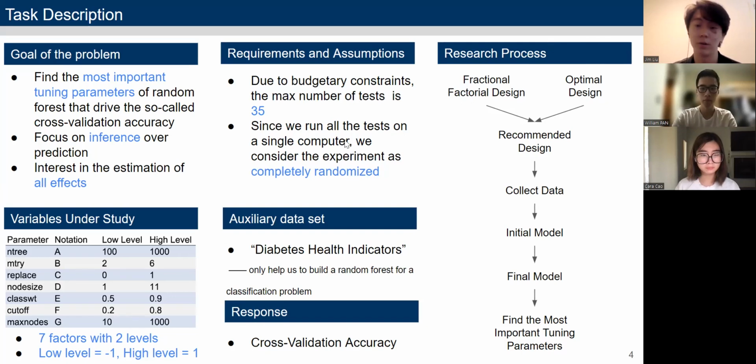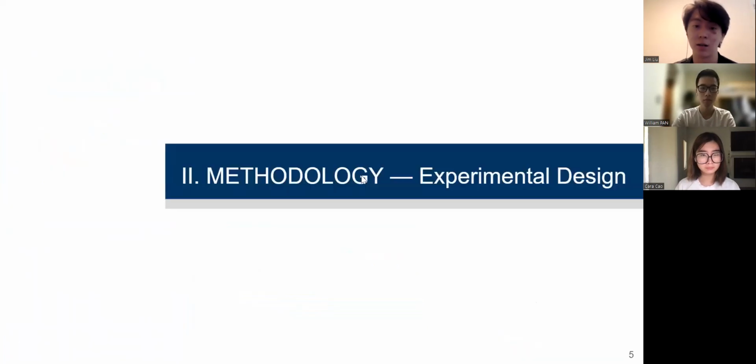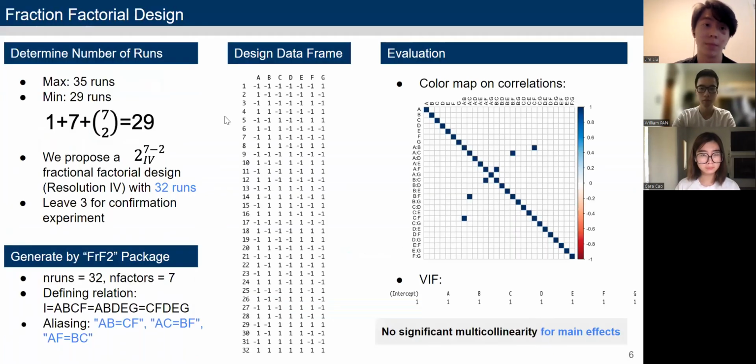For our research process, we will first select our experimental designs and then move down into our data analysis process. First, onto our experimental design. Our first design is the fractional factorial design, which we have calculated maximum runs to be 35 and minimum runs to be 29 runs. And so as a result, we propose a resolution for fractional factorial design with 32 runs so that we can also leave 3 for confirmation experiments. The design is shown in the middle, and for evaluation, as shown on color map and VIF, there is no significant multicollinearity for main effects only.